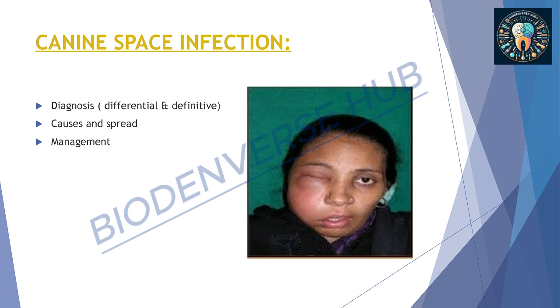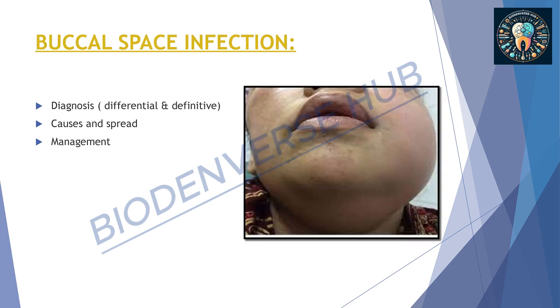So the next picture is about the buccal space infection, which is quite obvious in the buccal region, and that is mostly due to an odontogenic infection arising from the lower third molar. Again, the diagnosis, differential, definitive, the causes and the spread, and the management of such kind of space infection can be asked.